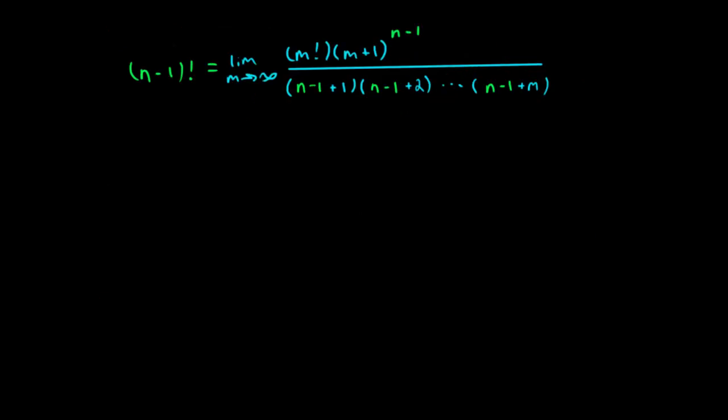So I've just moved that last line to the top here, and now I'm going to start doing some simplifications. So n minus 1 factorial would then equal the limit as m approaches infinity of m factorial times m plus 1 to the n times m plus 1 to the negative 1. I've just split that exponent.